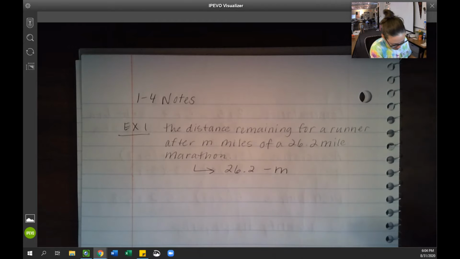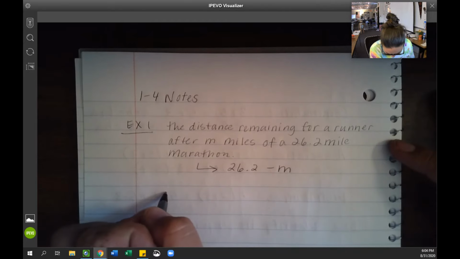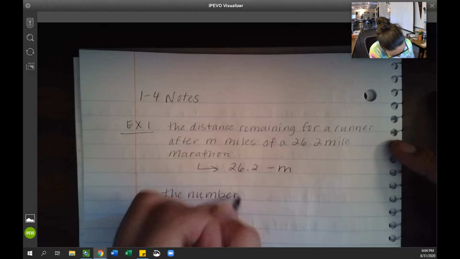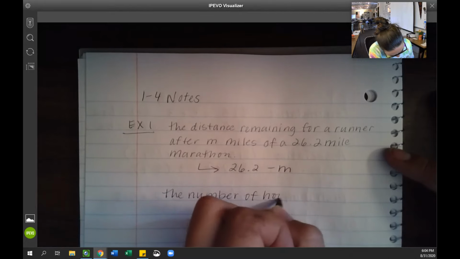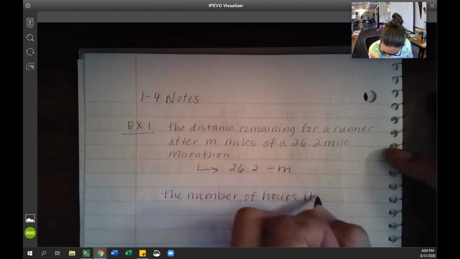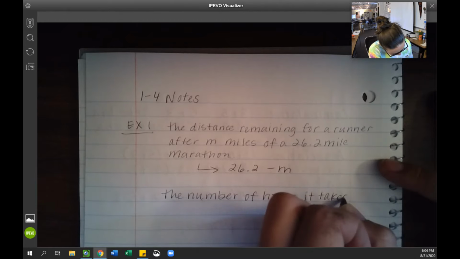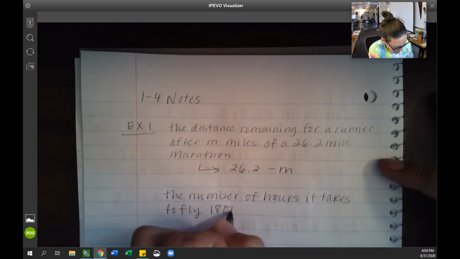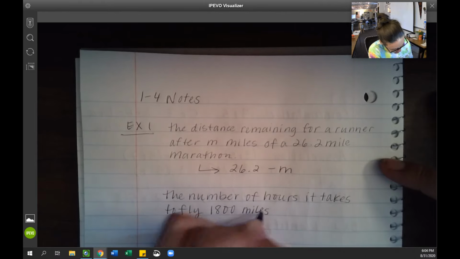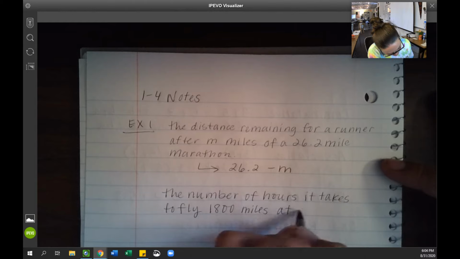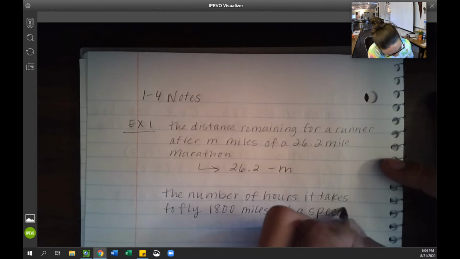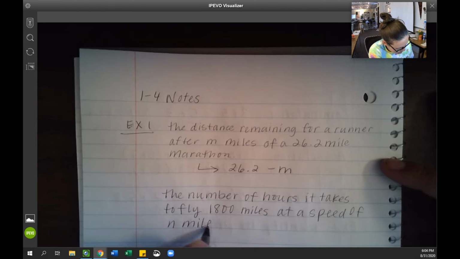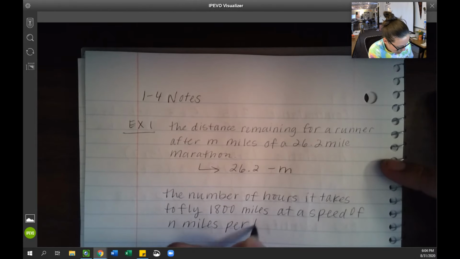All right. Let's say I have this: the number of hours it takes to fly 1,800 miles at a speed of n miles per hour.